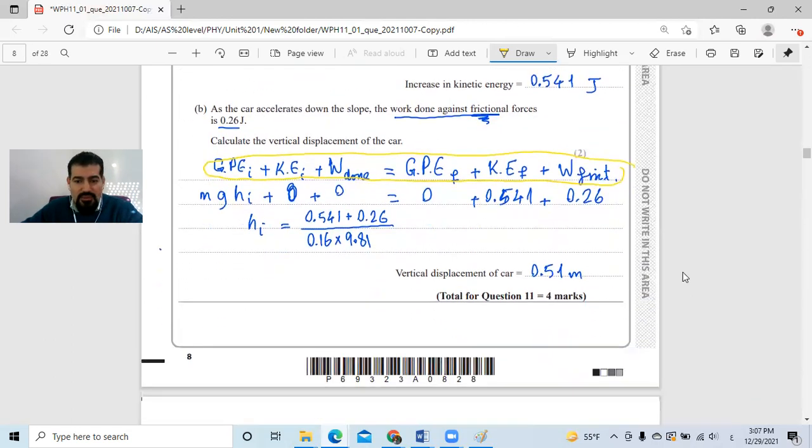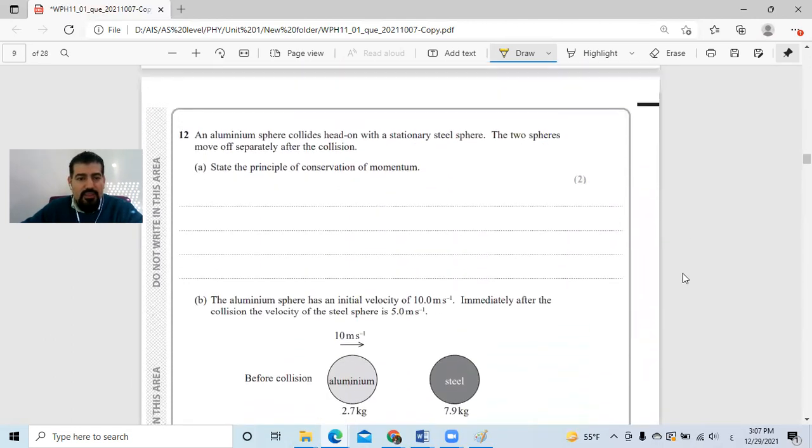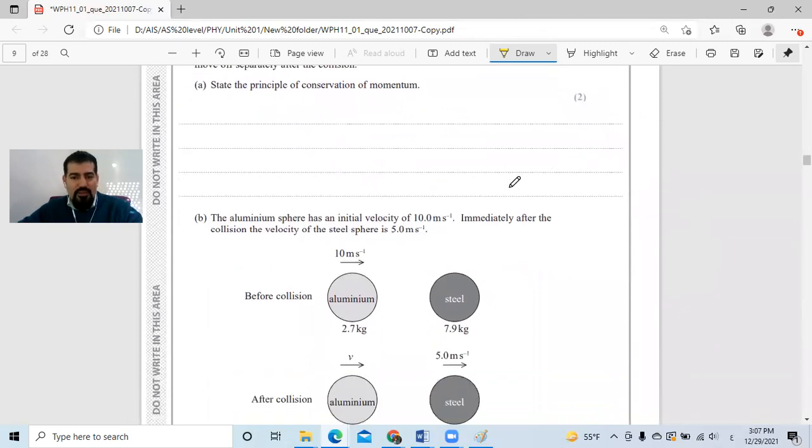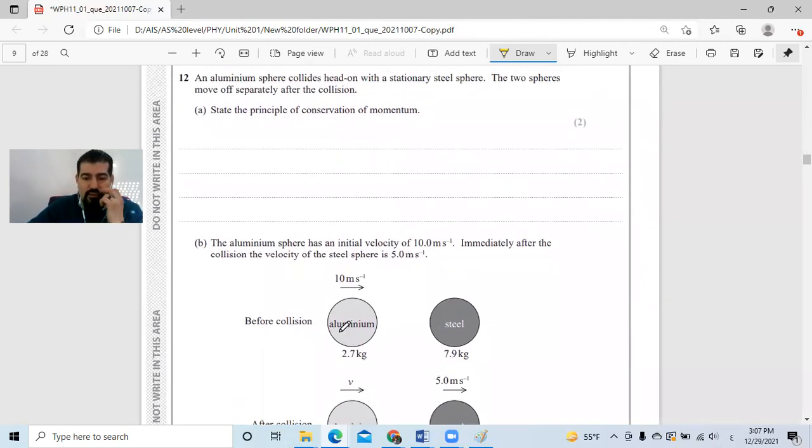Now let's move on to question 12. In question 12, it's obvious that it talks about momentum because there are collisions. Let's see what they say. An aluminum sphere makes a head-on collision with a stationary steel sphere, that means the initial speed is 0. The two spheres move off separately after the collision. So there were two objects and there remain two objects.